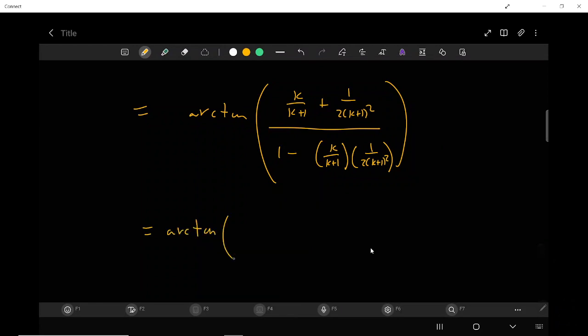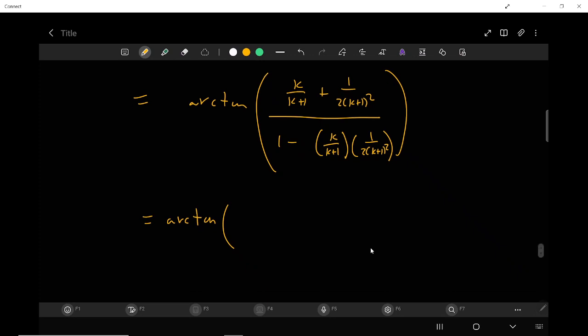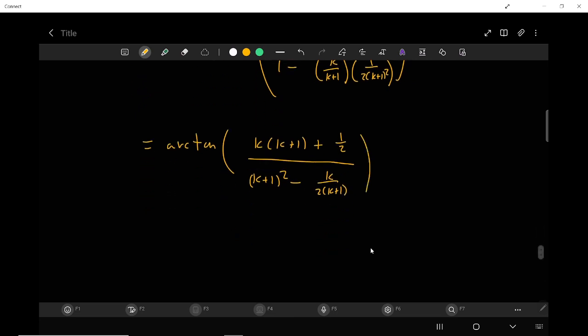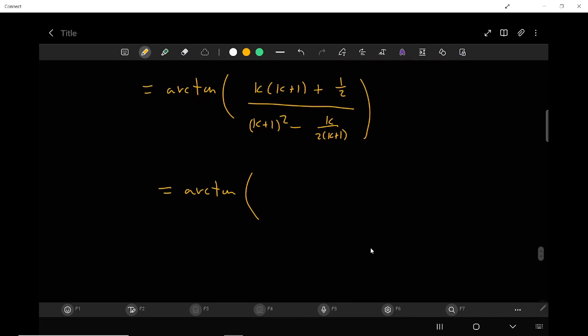Just see what happens. Okay, what's the most logical step to do here? Times k plus 1 squared and everything. So k plus 1 plus 1 over 2 plus 1 squared minus, and those two are together, so this is k over 2, so k plus 1. If I can't get this, oh well. Oh, I don't want to times by k plus 1. Okay, let's times 2 on everything.